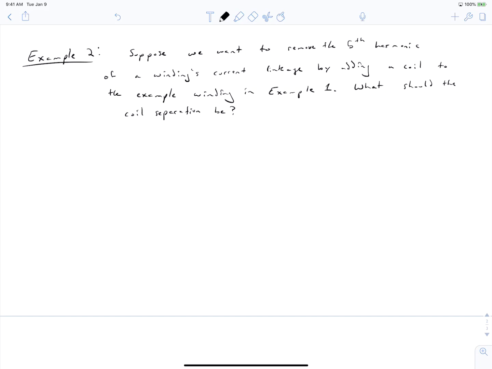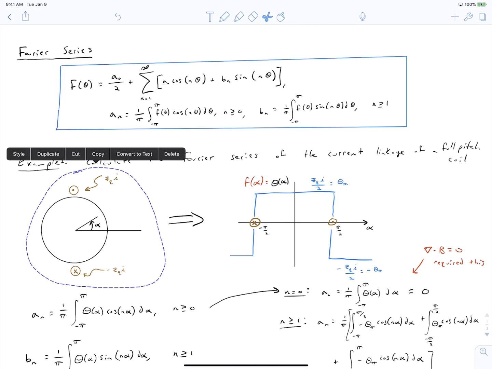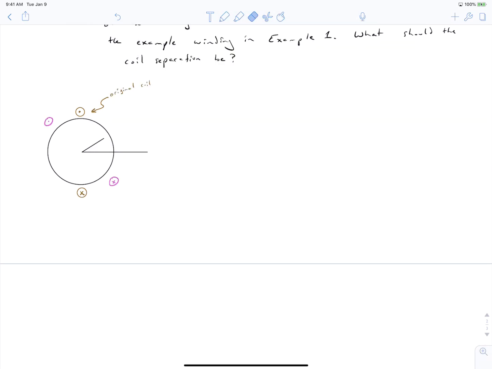Let's draw what this question is asking. So we've got our original coil that's aligned in the top and bottom, and we've now placed a new coil that's rotated phi c radians from the original coil. And the question is, how much should that rotation be so that we cancel the fifth harmonic of the current linkage? We're going to assume that both coils have the same number of ampere turns, and so the new coil creates the same current linkage as the first coil, but it's rotated by phi c radians.